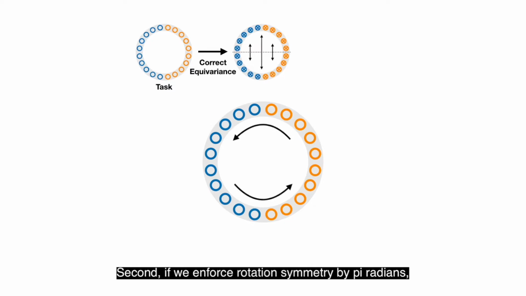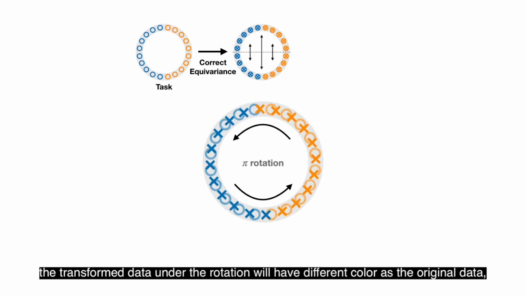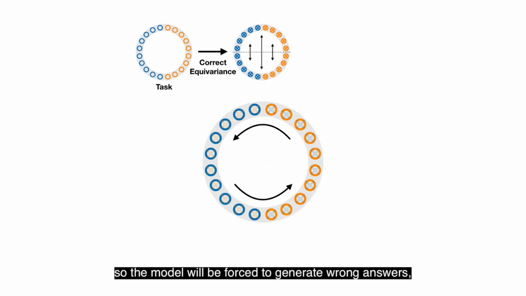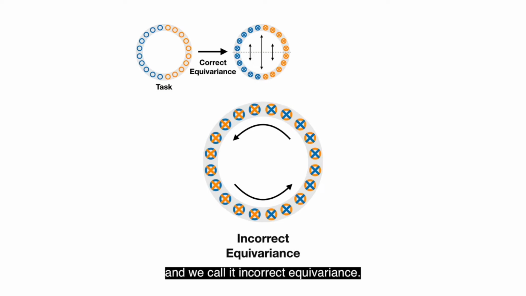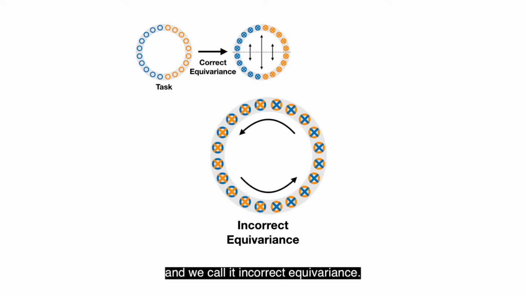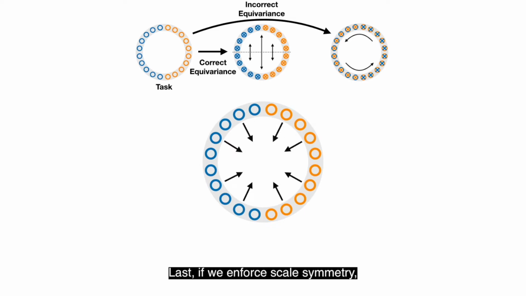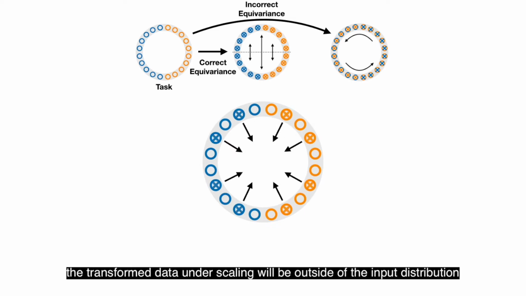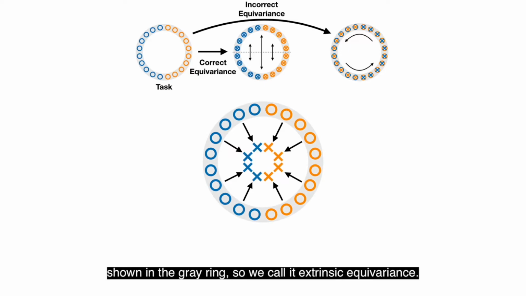Second, if we enforce rotation symmetry by pi radians, the transformed data under the rotation will have a different color from the original data. So the model will be forced to generate wrong answers, and we call it incorrect equivariance. Last, if we enforce scale symmetry, the transformed data under scaling will be outside of the input distribution shown in the gray ring. So we call it extrinsic equivariance.